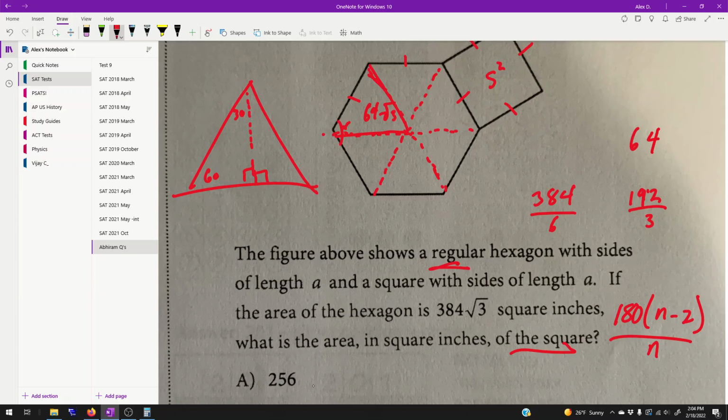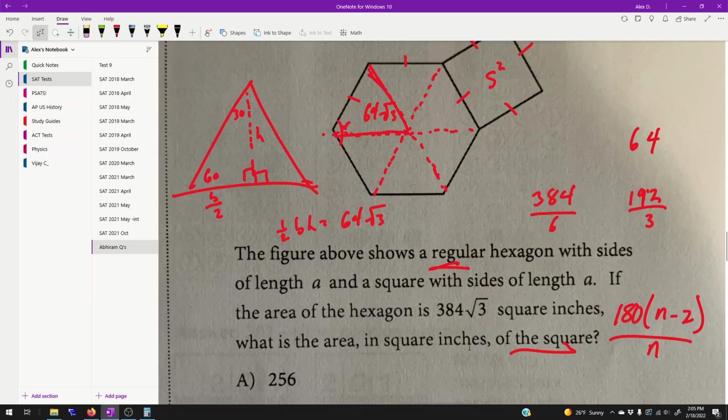We know the area is 64 root 3. And remember, the area of a triangle is 1/2 base times height. So if this is the base and that's the height, 1/2 base times height equals 64 root 3. The height is going to have a root 3 on it. So this is base over 2, because that's the whole length there divided by 2.